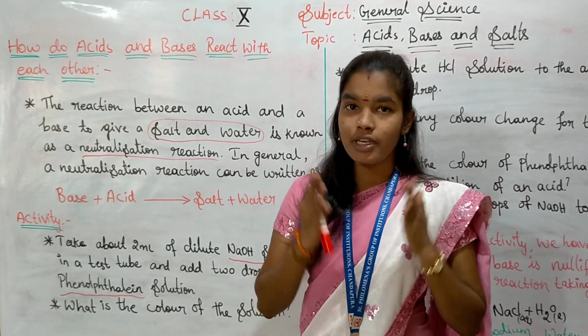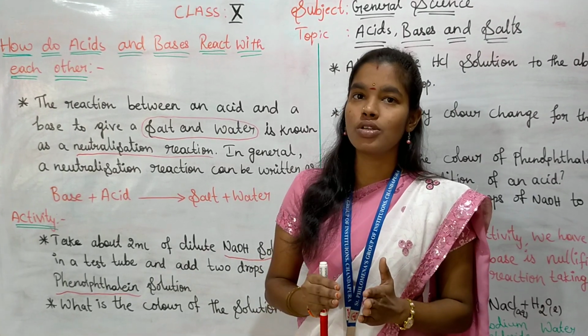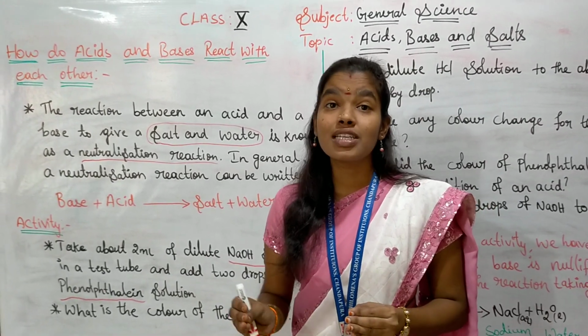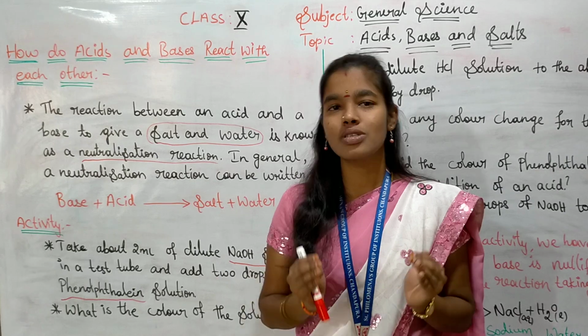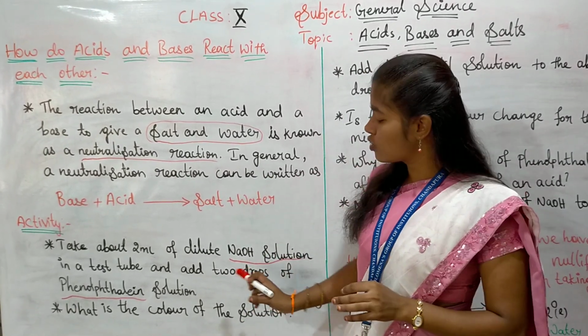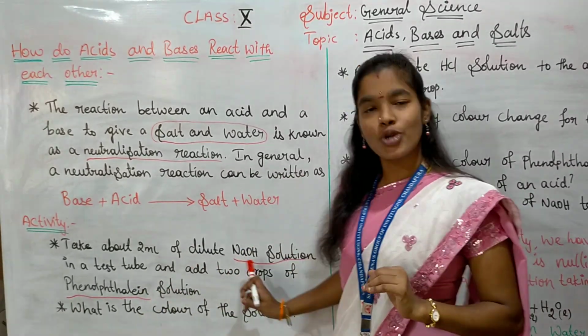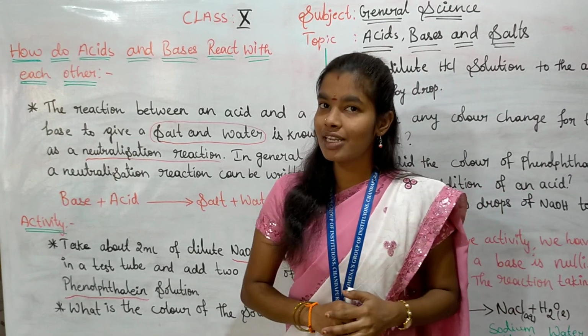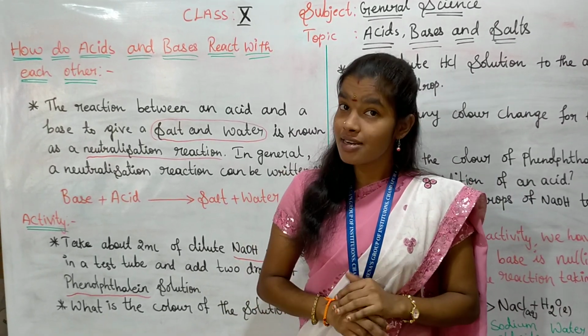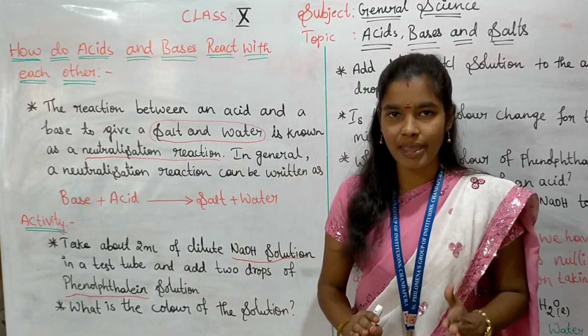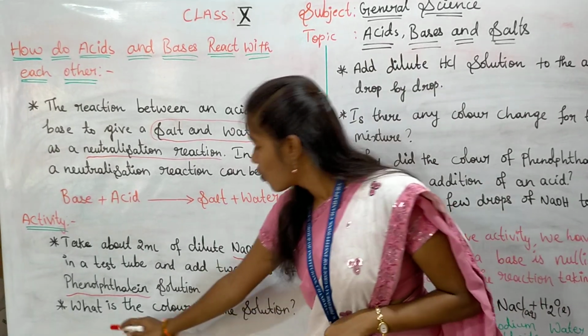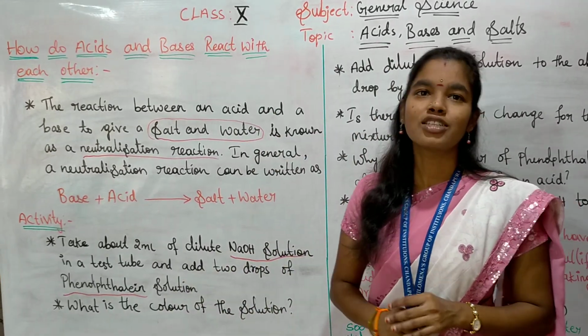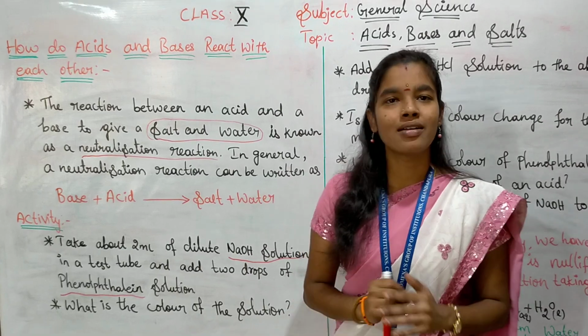We already learned that phenolphthalein gives what color in a basic solution? Yes, of course, it is pink. As soon as you add phenolphthalein to sodium hydroxide solution, you get pink color. So it indicates that sodium hydroxide is a basic solution.